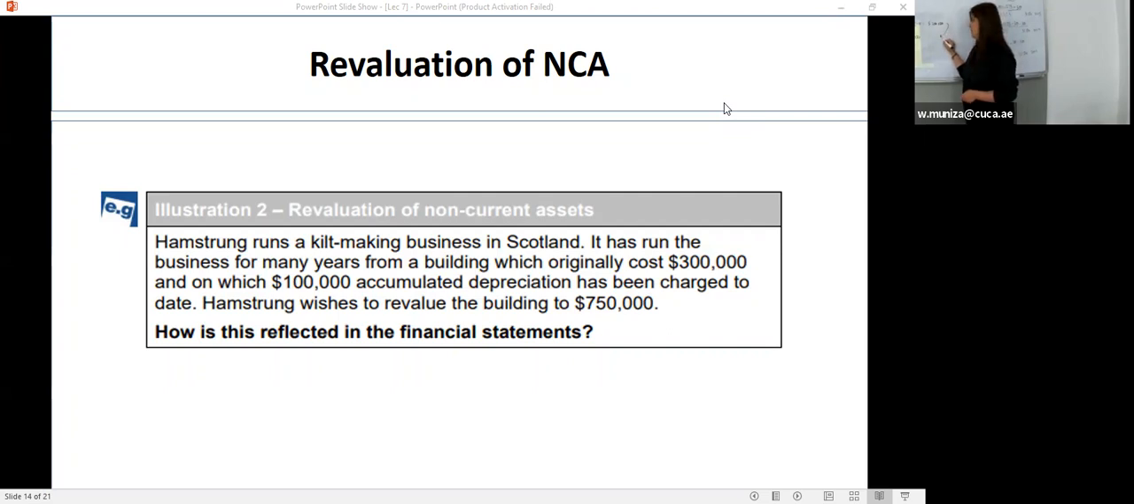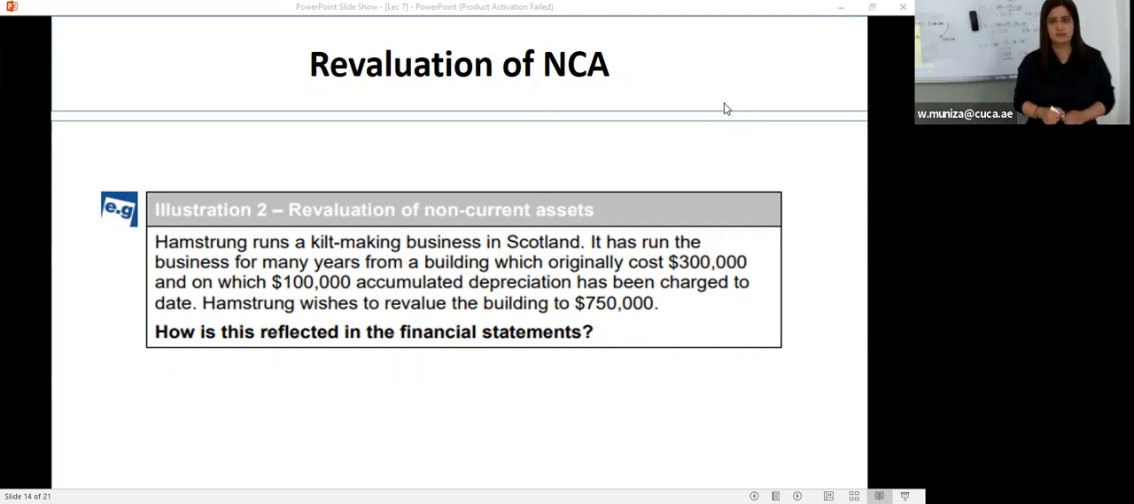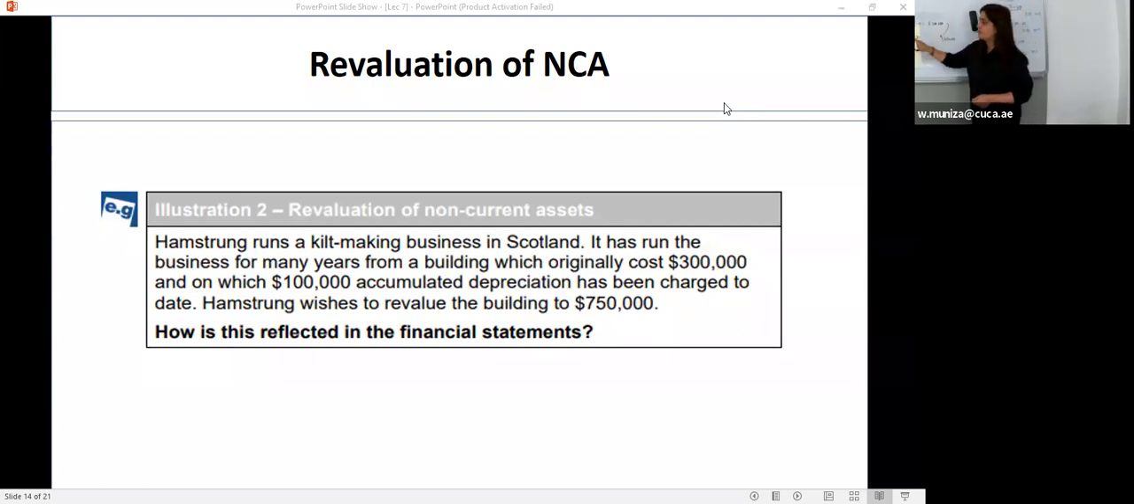How much is it? 5,500,000. Where are we going to write this? And what is the difference between cost and revalued amount? Now tell me, where are we going to write the amounts? The difference between the carrying value and the revalued amount will be written in the revaluation surplus. How much is it? 5,500,000. The difference between cost and revalued amount will be written in the non-current asset account. How much is it? 4,500,000.